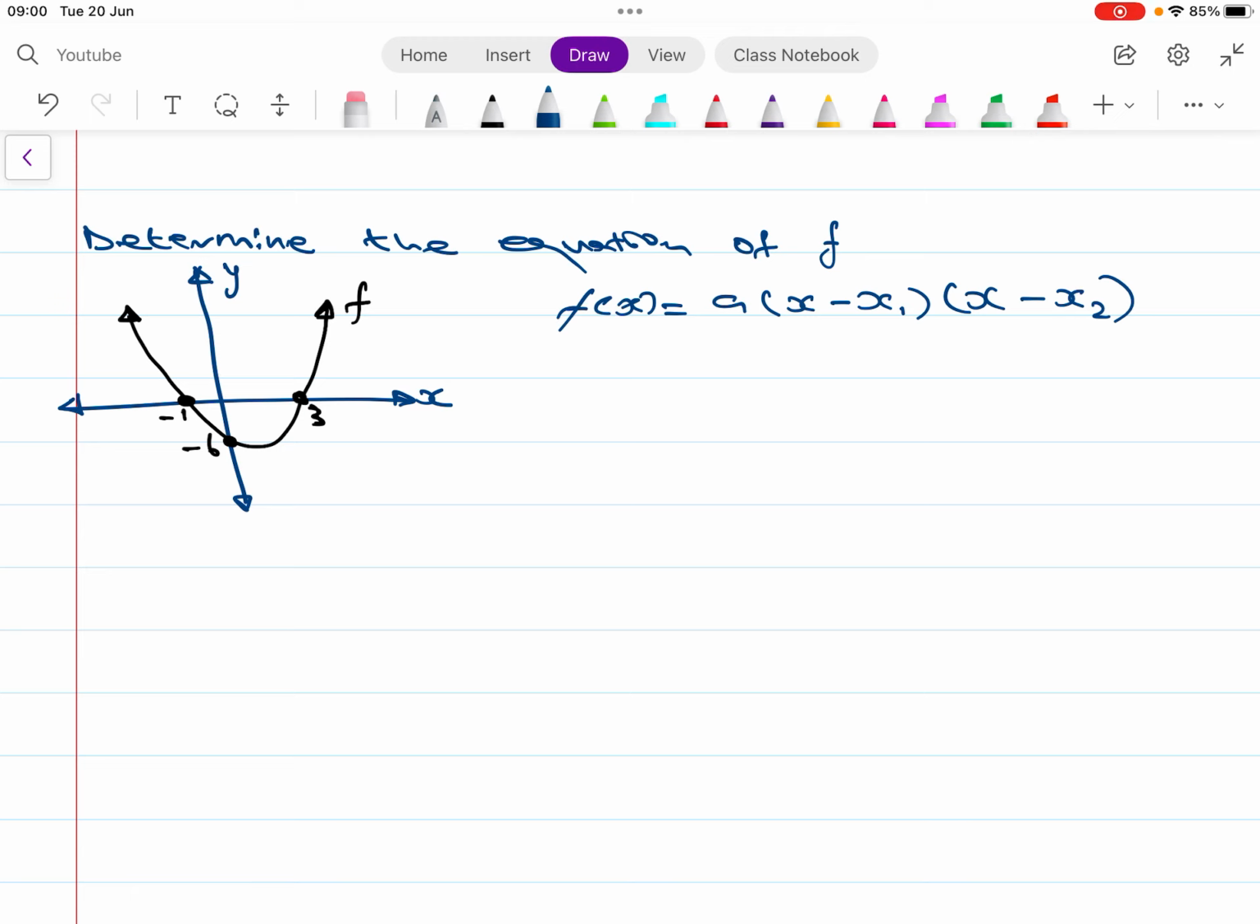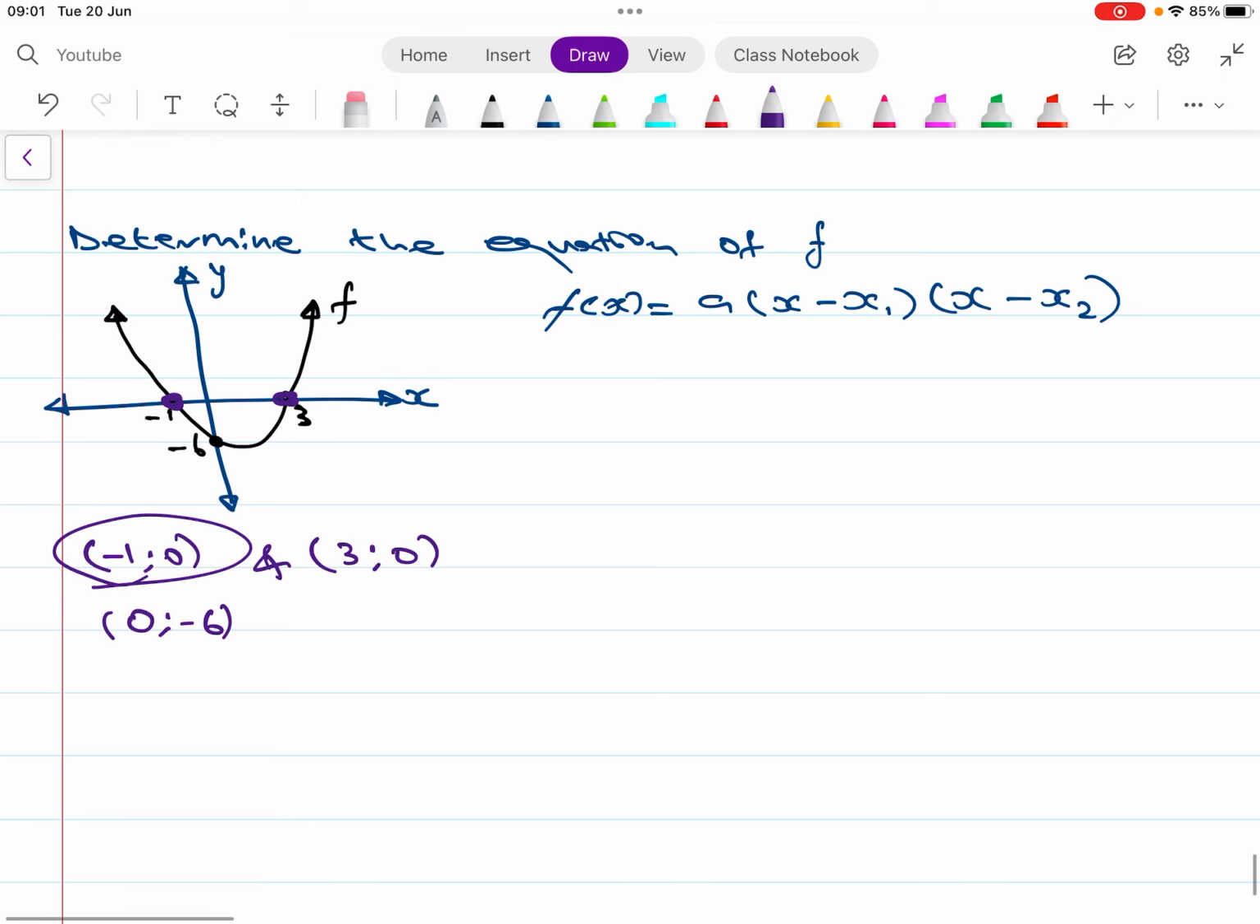We are going to substitute the x-intercepts. The first one is this one, which happens to have the coordinates of -1 and 0. And the other one is this one, which happens to have the coordinates of 3 and 0. And then lastly, the other point that we're going to substitute, which is basically what I call the other point which is on the graph, that is the y-intercept in this case. Its coordinates are 0 and -6. So I'm going to substitute all these 3 points into this equation, then I determine the equation of the graph.